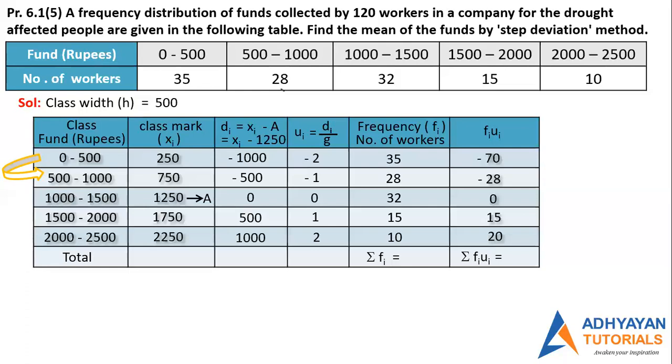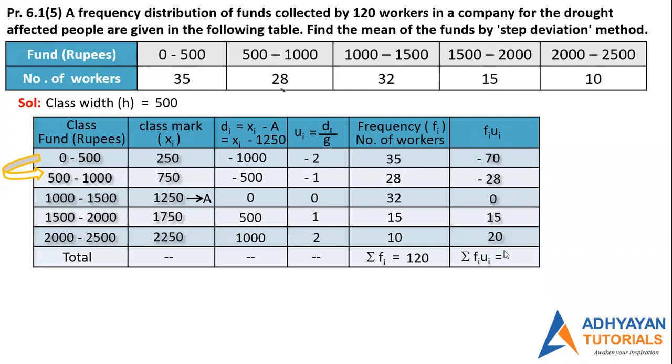Okay, tell me the total of FI. Type on the message box the total of FI. 120. Nikhil Soni says 120. 120 is the right one.